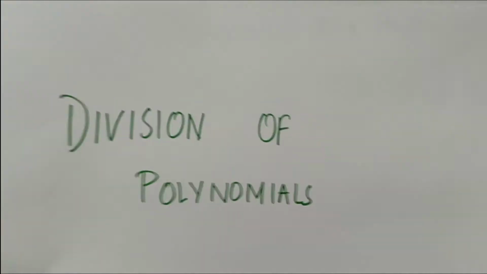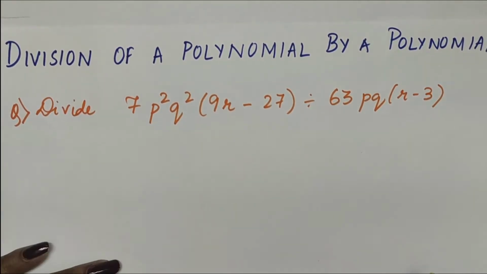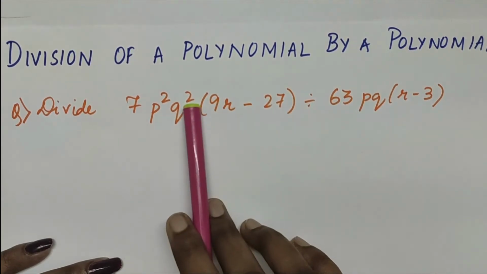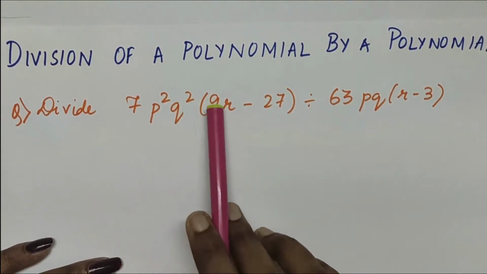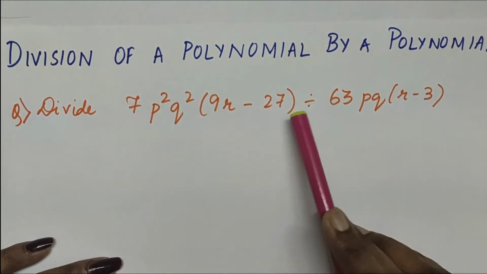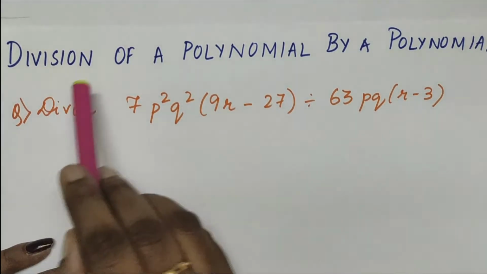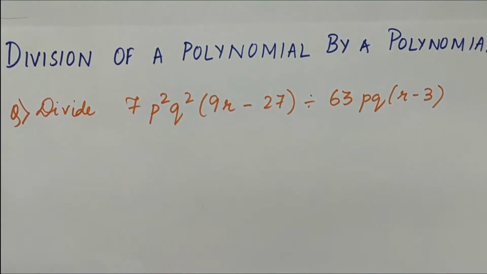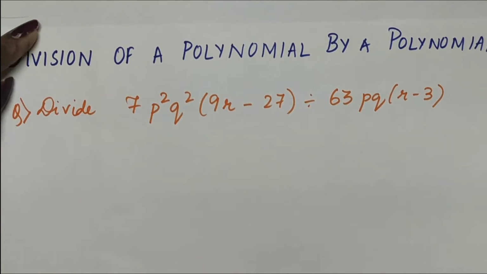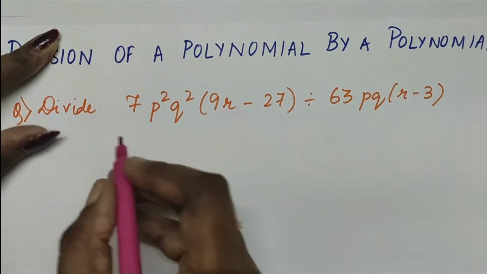Let us begin. You can see I have written a question here. Divide 7p square q square into 9r minus 27 divided by 63pq r minus 3. So let us use the method of factorization to do the division of a polynomial by a polynomial.